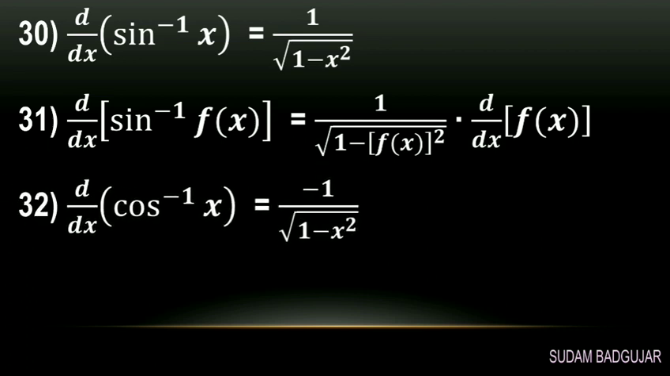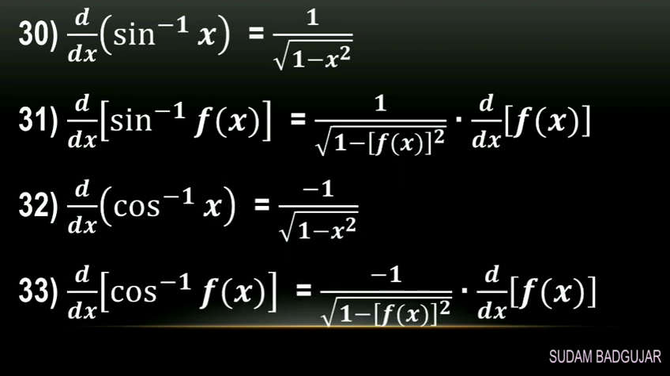Formula number 32: the derivative of cos inverse x is equal to minus 1 upon under root of 1 minus x square. Next, the derivative of cos inverse of f of x is minus 1 upon under root of 1 minus f of x the whole square into the derivative of f of x.